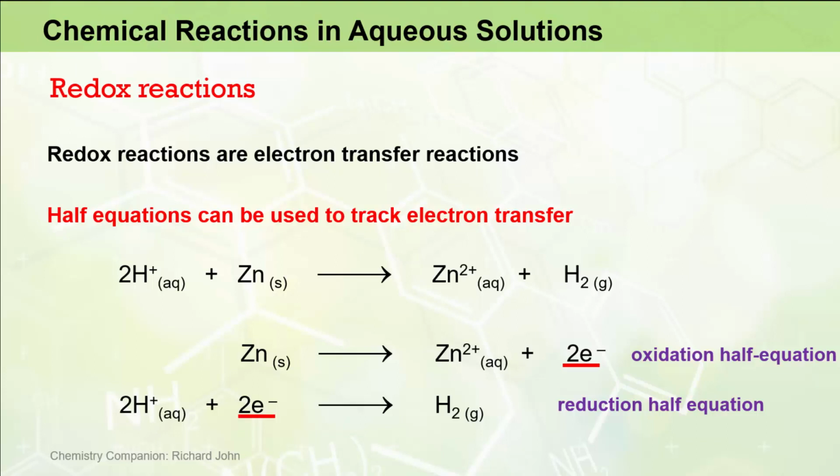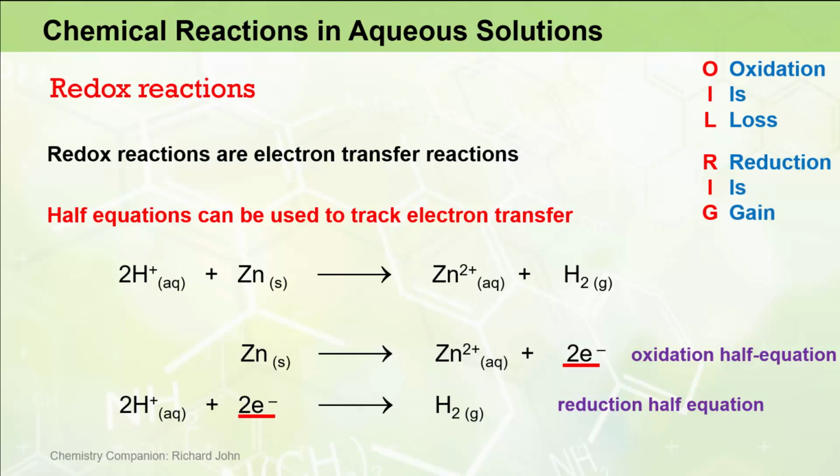Early on in our studies, it's easy to get confused between oxidation and reduction, and which involves loss of electrons and which involves gain of electrons, and so on. To help us out, we use this useful mnemonic at the top right, OIL RIG. Oxidation is loss, reduction is gain. So oxidation involves loss of electrons, reduction involves gain of electrons. OIL RIG. Remember that, and it may help to avoid some confusion in the future.